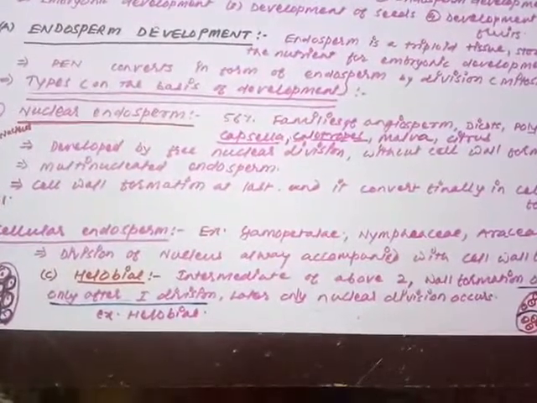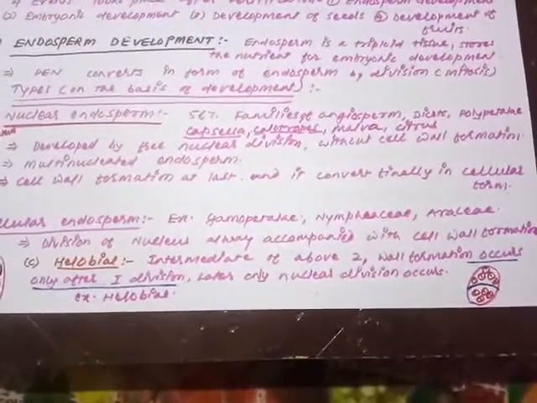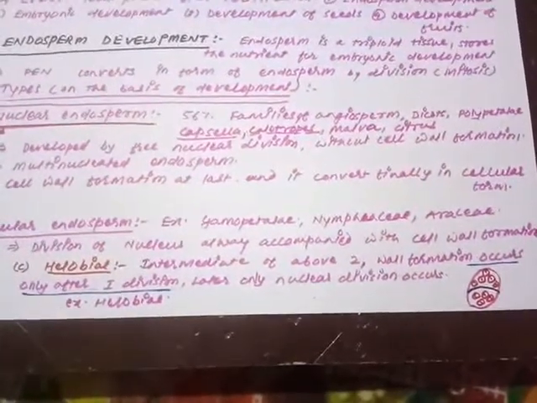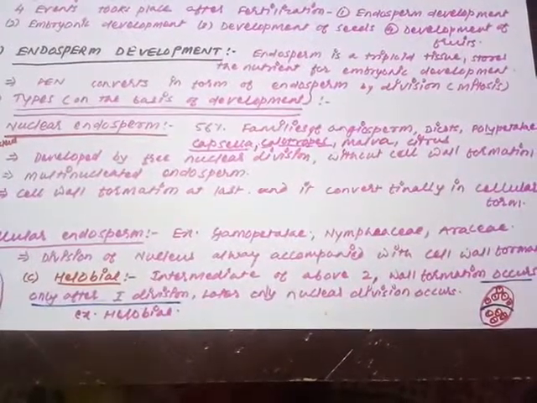After the first division, the cell wall formation occurs, and later on no cell wall formation is observed. Are you getting my point? The cell wall formation occurs only after the first division, and later on there is no formation of cell wall. That is the property of Helobiae. That is why this is referred to as helobial endosperm. Only once the cell wall is formed, and then no cell wall formation, just repeated nuclear division.